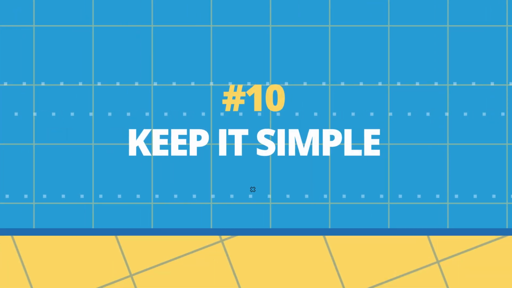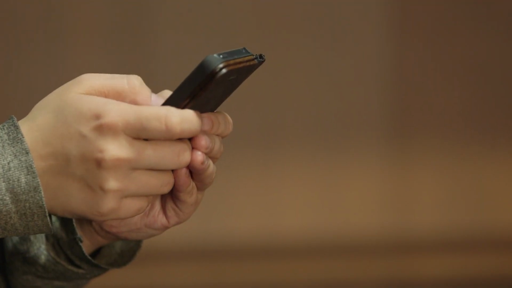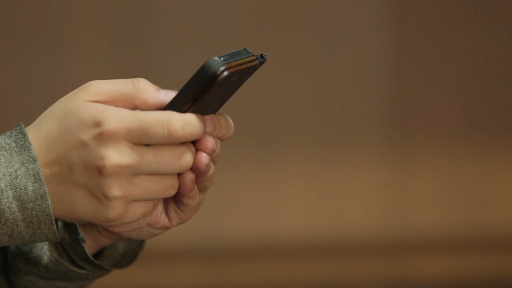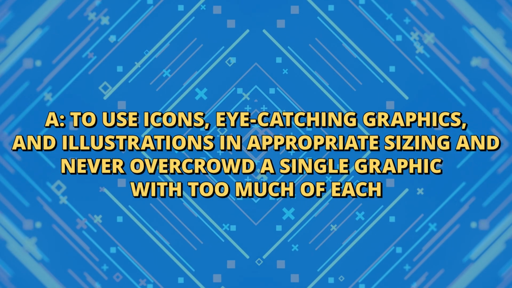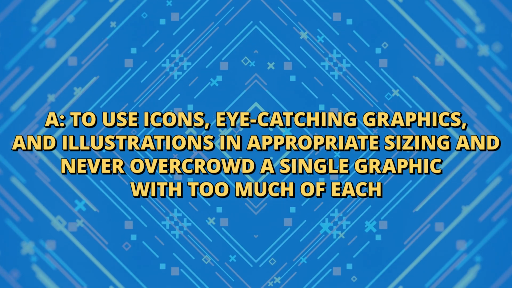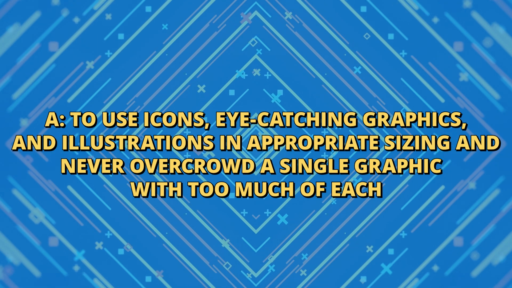And number 10 is keep it simple. With many complex graphic styles coming in and out of trend, it's always best to practice when in doubt to keep things simple. When working with such a small canvas created to be viewed on mobile phones, overcrowding happens too fast. Some essential things to keep in mind are A, to use icons, eye-catching graphics, and illustrations in appropriate sizing, and never overcrowd a single graphic with too much of each.